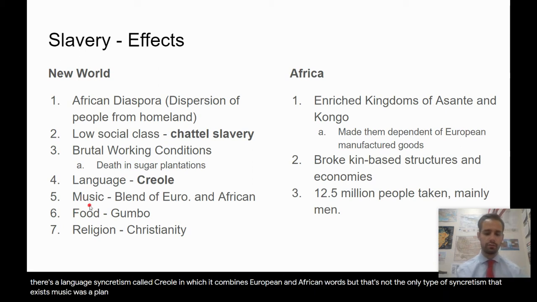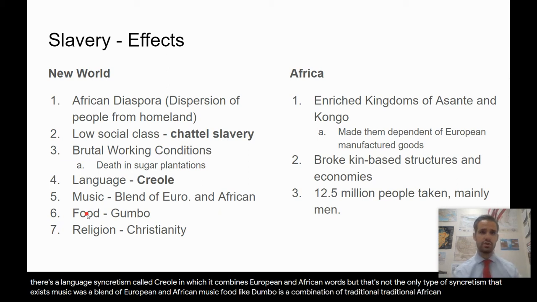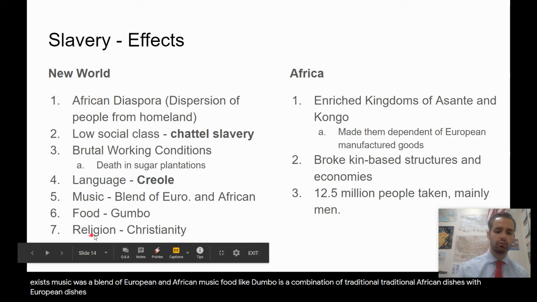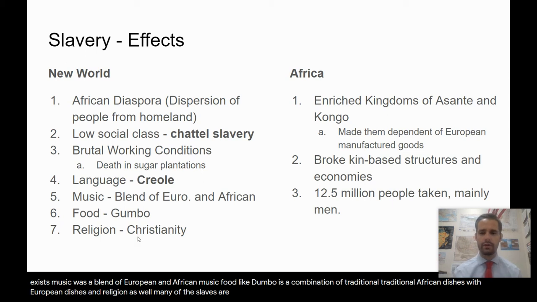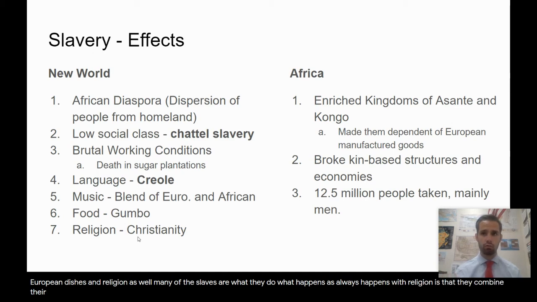Music was a blend of European and African music. Food, like gumbo, is a combination of traditional African dishes with European dishes, and religion as well. Many of the slaves are going to be converted to Christianity. What happens, as always happens with religion, is that they combine the local religions that they had in West Africa with this new Christian religion that is being forced upon them in the New World, to create something that's a little bit different.